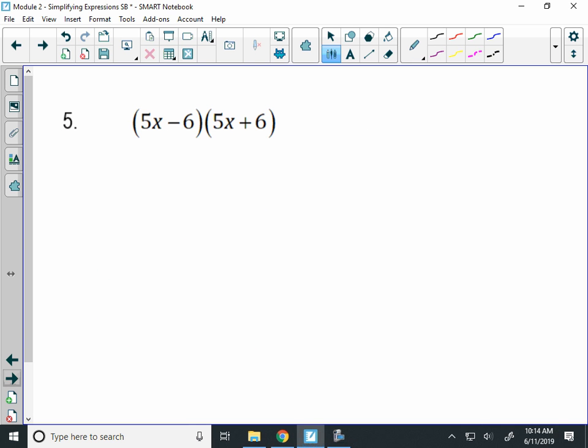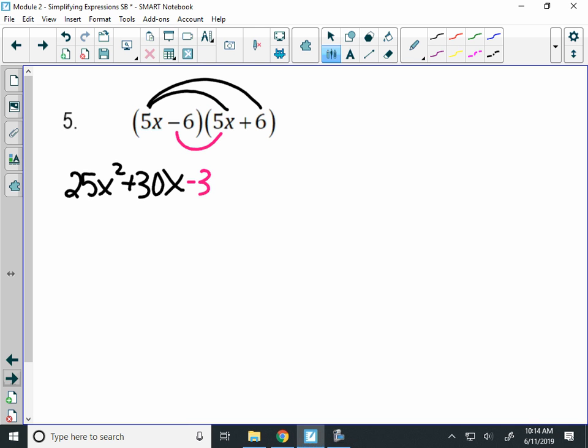All right, next one, number 5. Double distribute again. Same thing for all of these in part 2. 5x times 5x is 25x squared. 5x times 6 is plus 30x. Now I multiply the -6 by both terms. So that's minus 30x. Negative times a positive will be -36.